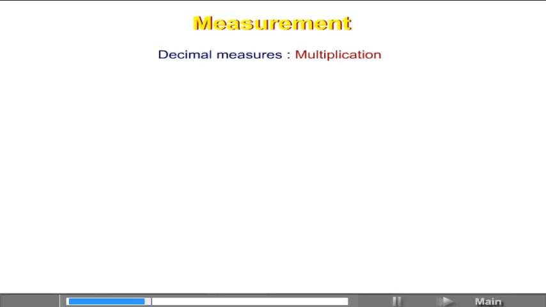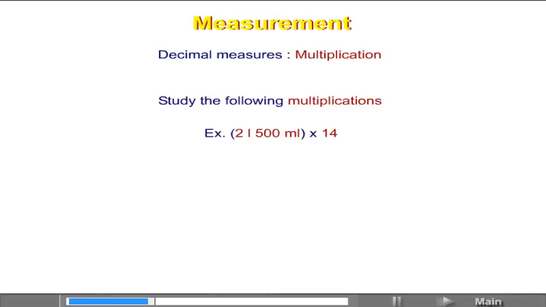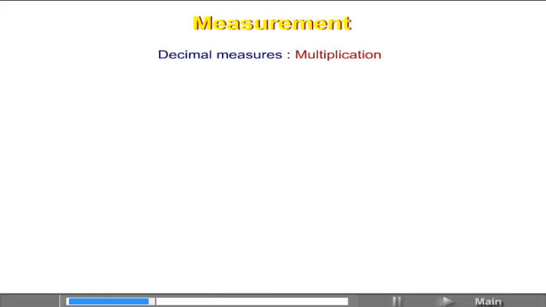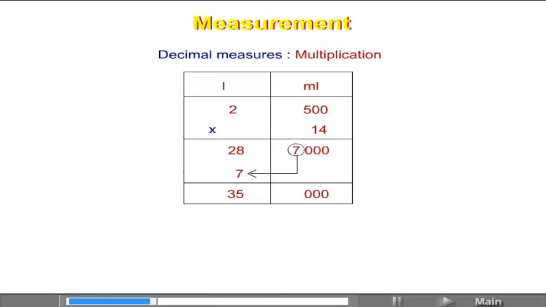Decimal measures multiplication. Study the following multiplications. 2 liters 500 milliliters multiplied by 14. Let us first write down the example. 2 liters 500 milliliters multiplied by 14. When we multiply 500 milliliter by 14, we get the answer as 7000 milliliters. We know that 7000 milliliters is 7 liters. Keep this 7 liters aside.